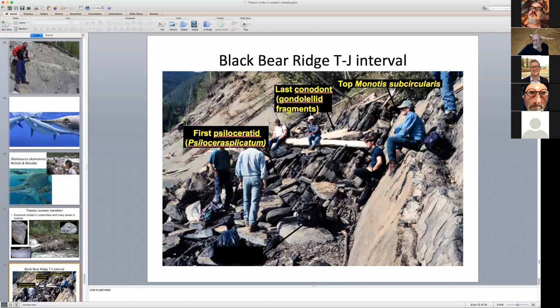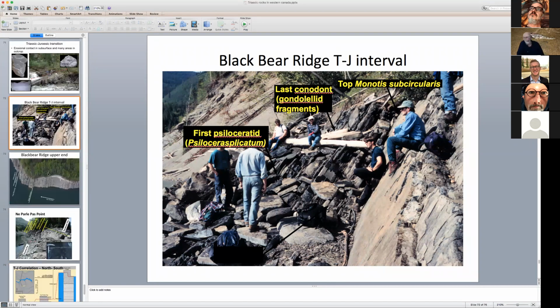Down south, the interval becomes a little more interesting. Here it is right here. These beds right in here are chock full of that same clam I talked about before, that Monotus subcircularis, 1 trillion of these bivalves in the beds. And we get into this boundary interval right in here. The first of the Jurassic ammonoids occurring here, the last of the Triassic conodonts occurring in this bed right in here. So it's actually a nice boundary interval, really, really cool boundary interval. There's been a few papers come out of that in the last little while.